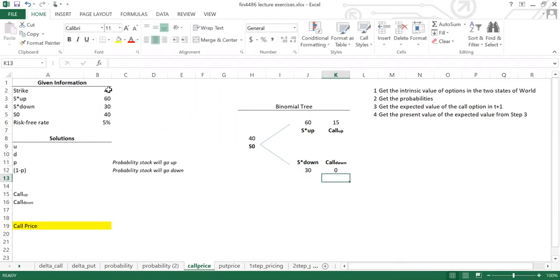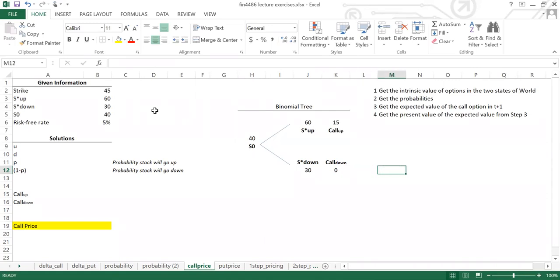And therefore, because the stock price is below the strike price, this call option has an intrinsic value of zero. And this is what we know as an option that is out of the money, basically. So it's not in the money.